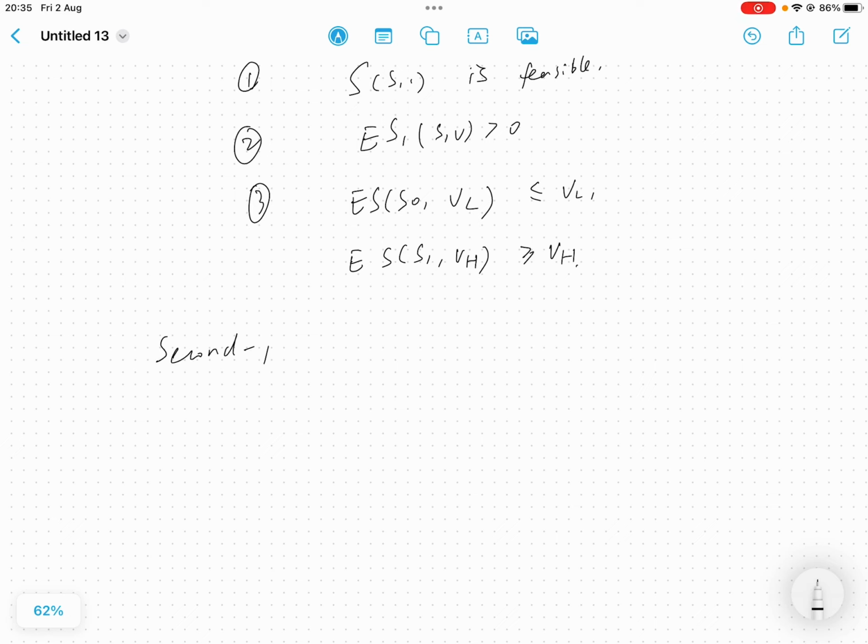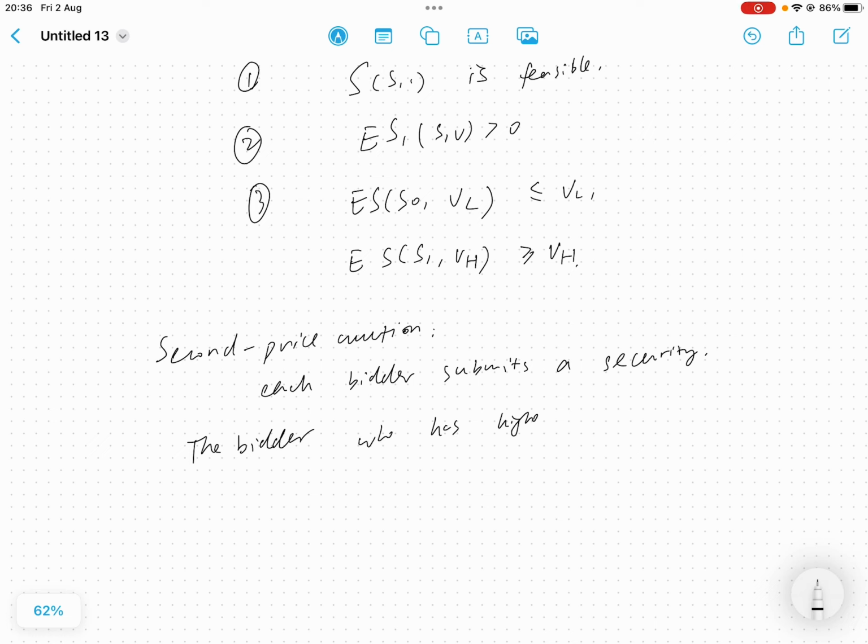So we are focusing on the second price auction. Each bidder submits a security, and the bidder who has the highest S wins and pays the second highest S. Okay, that's the context of the second price auction in this case.